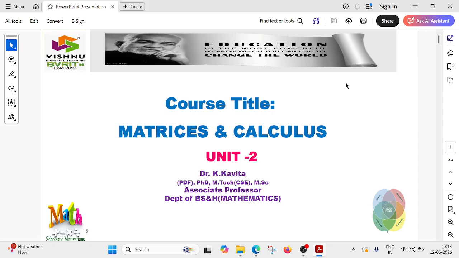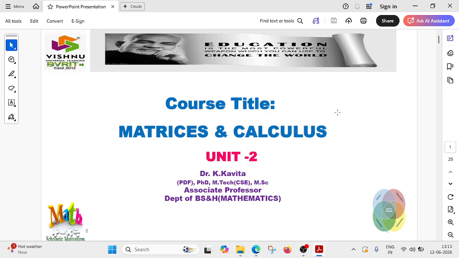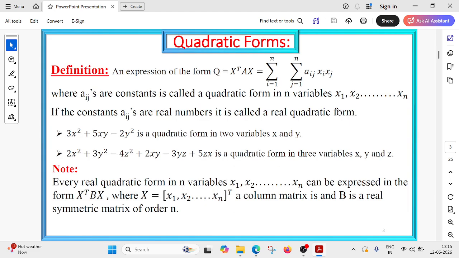Hello everyone, welcome back again for the discussion, continuing with Unit 2. As of now, you know about the course introduction and after that Unit 1, and now we are moving to the Matrices and Calculus course, Unit 2. Here in Unit 2, I already explained eigenvalues and eigenvectors. Here we are focusing especially on quadratic forms.